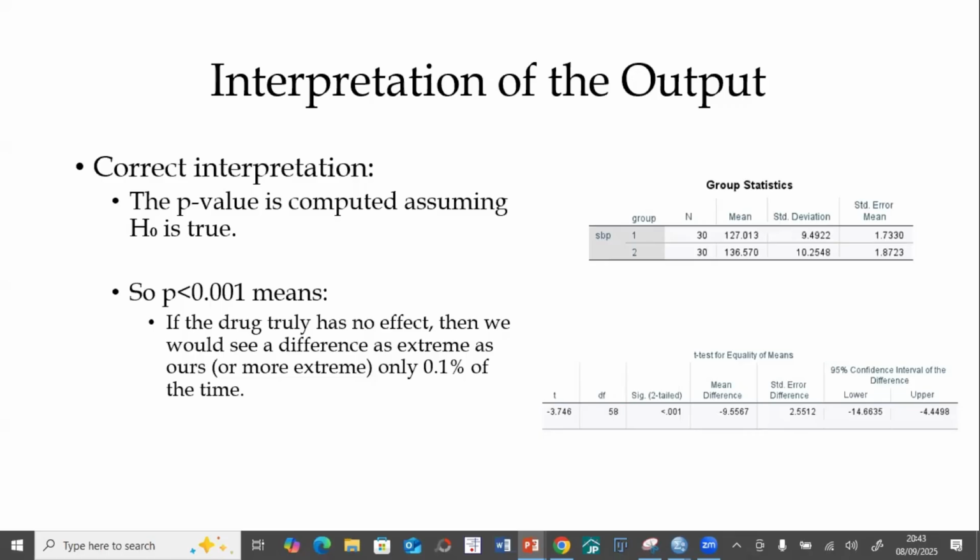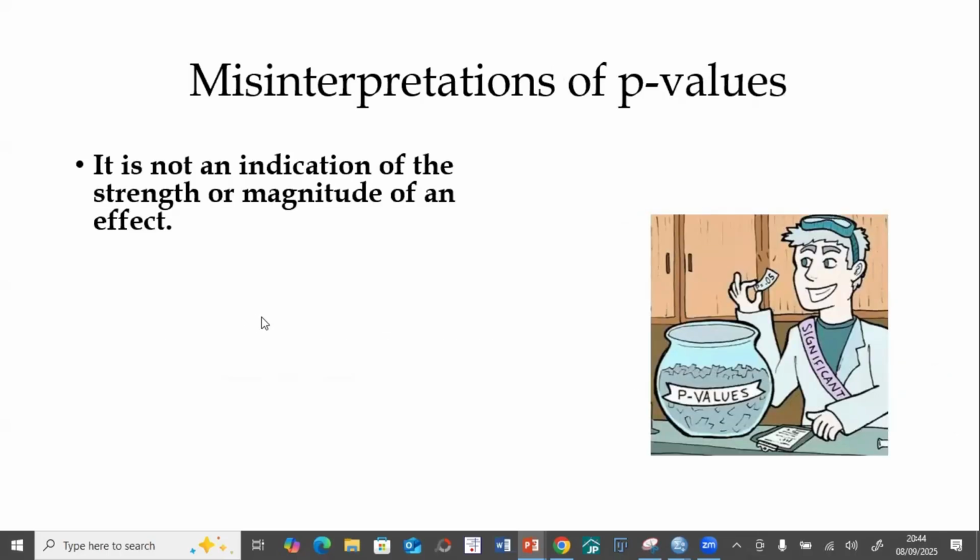So it just tells us, assuming the null hypothesis is true, what is the probability of us getting a result the same as what we are getting? It does not tell us what is the probability of the null hypothesis being true. And that is the distinction I want us to get. So what are the misinterpretations of p-values?